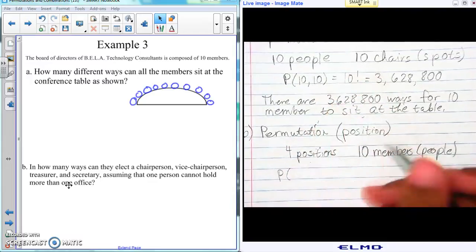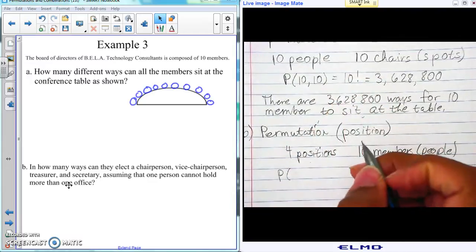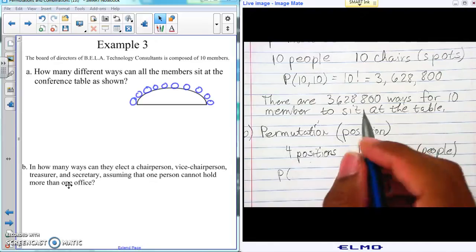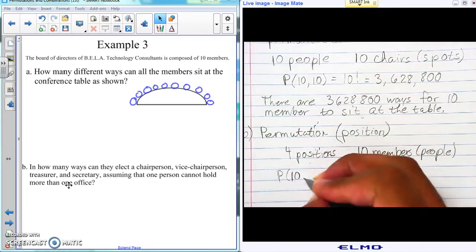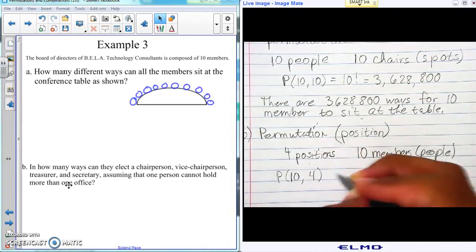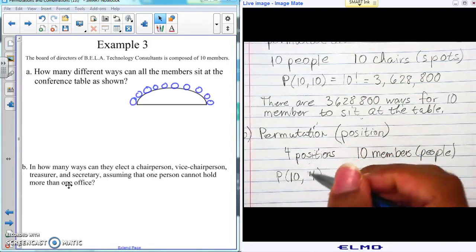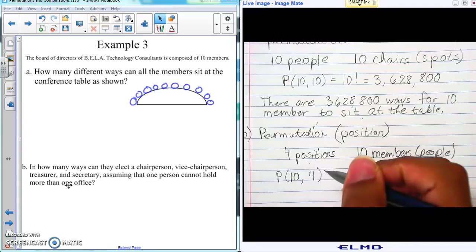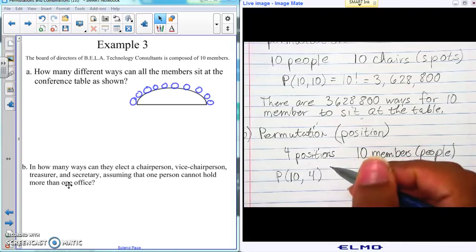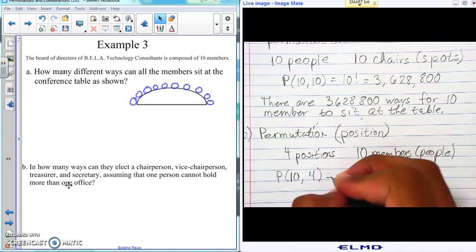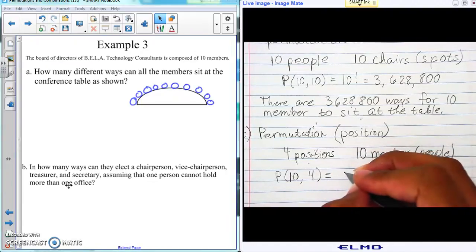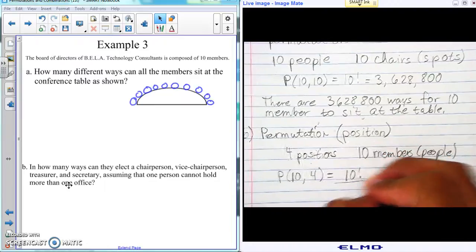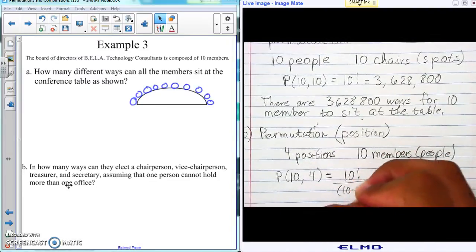Talking about permutation. And with that, we said the biggest number is always first. So it means 10 is n, 4 is r. The biggest number is always first, which is n, and then the second number is always r, the smaller number. So with that, you can do this part here: 10 factorial over 10 minus 4 factorial.